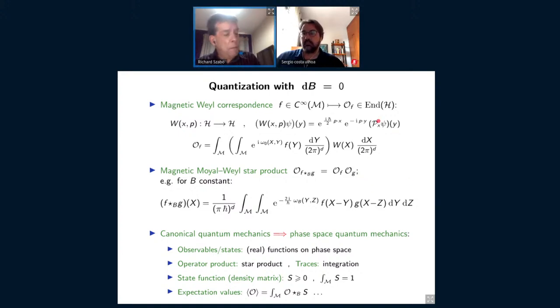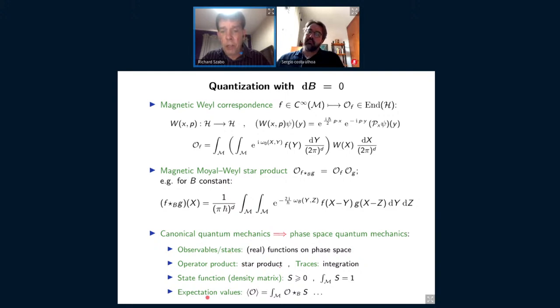Some of you will know this well. This is the whole way of thinking about canonical quantum mechanics in a different way in terms of phase space quantum mechanics. There's this algebraic formulation of the canonical operator-state treatment of quantum mechanics called phase space quantum mechanics, and there's a dictionary here. Now your observables become real functions on phase space. The multiplication of operators is now provided by this star product. Traces of operators are replaced by integrals. The states themselves, the density matrices, are now given by something called the state function, which is a normalized non-negative function on phase space.